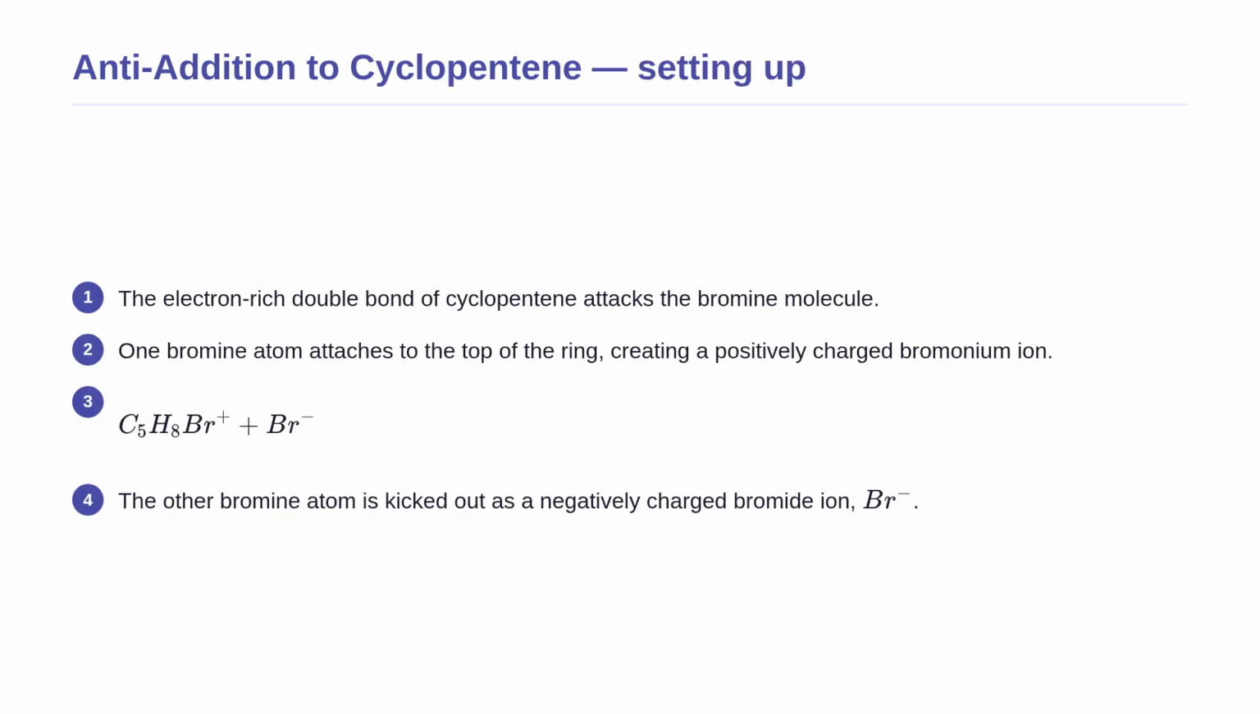Let us walk through this mechanism. We start with cyclopentene and bromine. The double bond attacks the bromine molecule. The first bromine atom attaches to the top of the flat ring. This forms a bulky, positively charged triangle called a bromonium ion. At the same time, the second bromine atom is kicked away as a negatively charged bromide ion, which now floats nearby, waiting to finish the reaction.